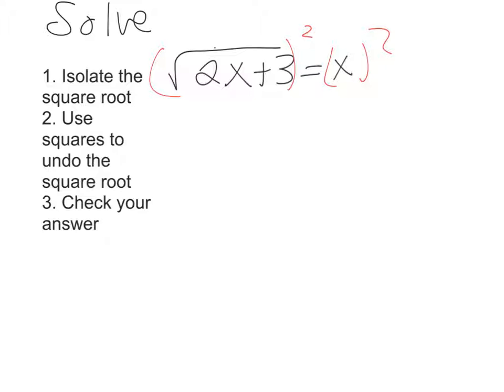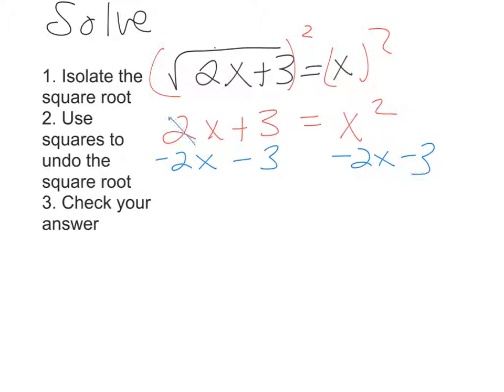The square and the square root undo each other, so we have 2x plus 3. But now x squared is a part of our equation, and we know that this is now a quadratic equation. And when we solve a quadratic equation, the best thing to start out with is probably getting it equal to 0. So I'm going to subtract 2x and 3 from both sides. So those undo each other, so we're left with 0 is equal to x squared minus 2x minus 3.